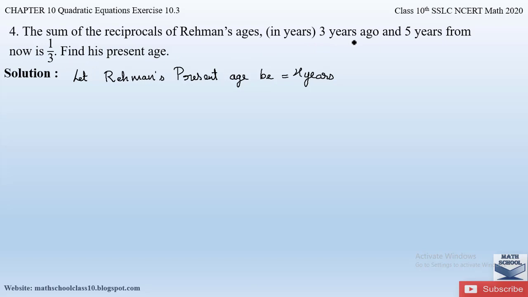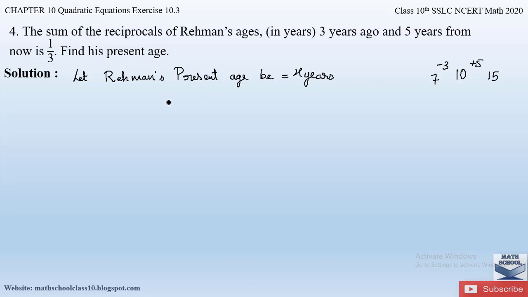So let us first see what his age is 3 years ago and 5 years from now. For example, if somebody's age is 10 years now, then 3 years ago his age will be 10 minus 3, that will be 7, right? And his age 5 years from now, we have to add 5, so you will get 15 years. So 3 years ago his age will be 7 and 5 years from now his age will be 15, if his present age is 10.